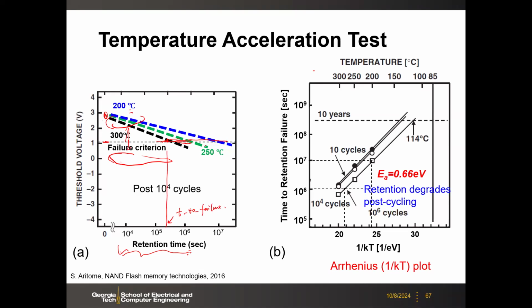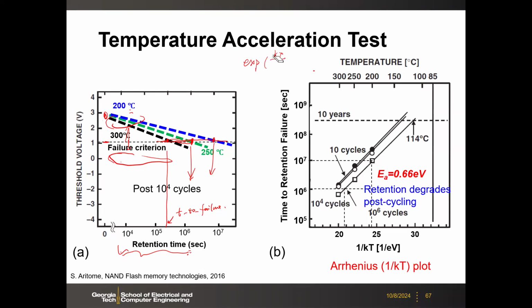So you have to do this at different temperatures to record a different time to failure. And then after that, we do this Arrhenius plot, 1/kT plot. So what is that? Because here the assumption is that this degradation is caused by the thermal effects.